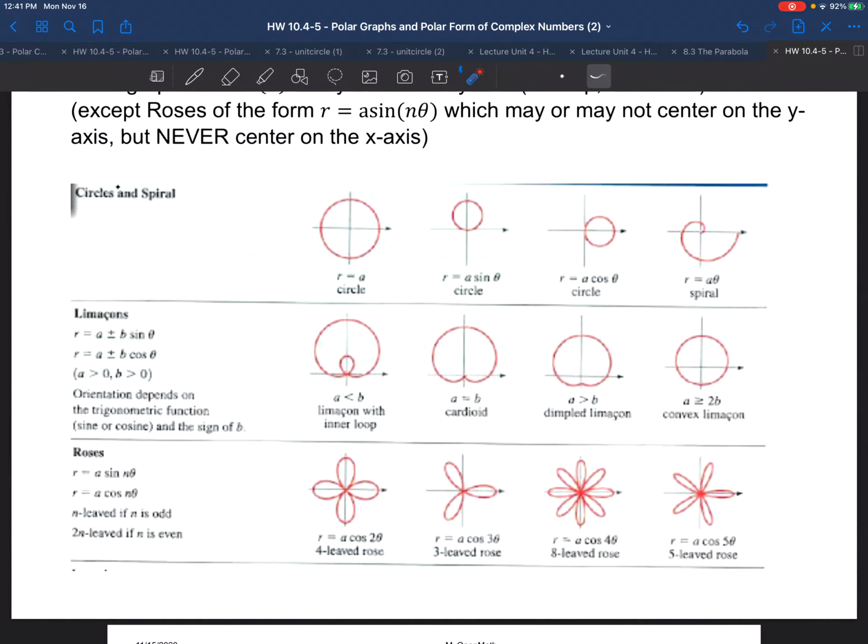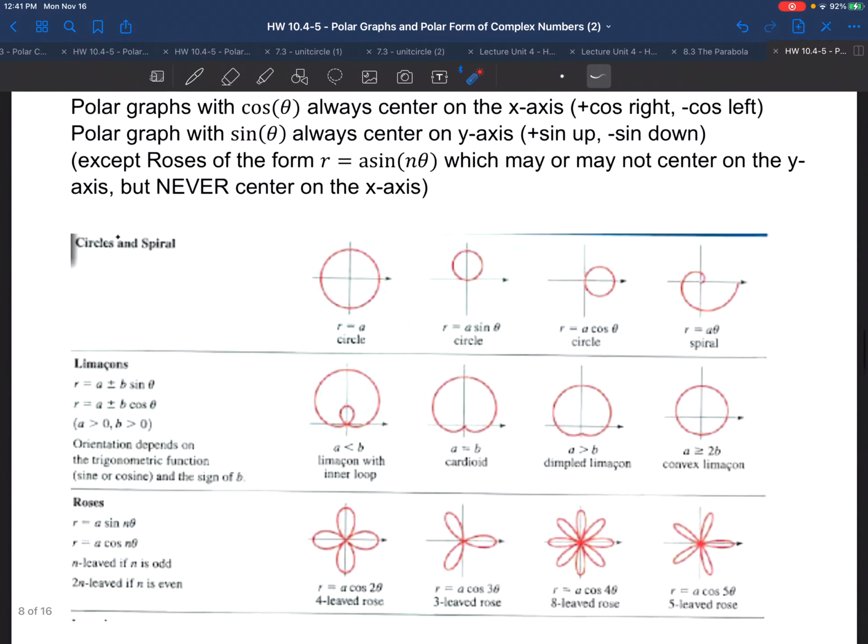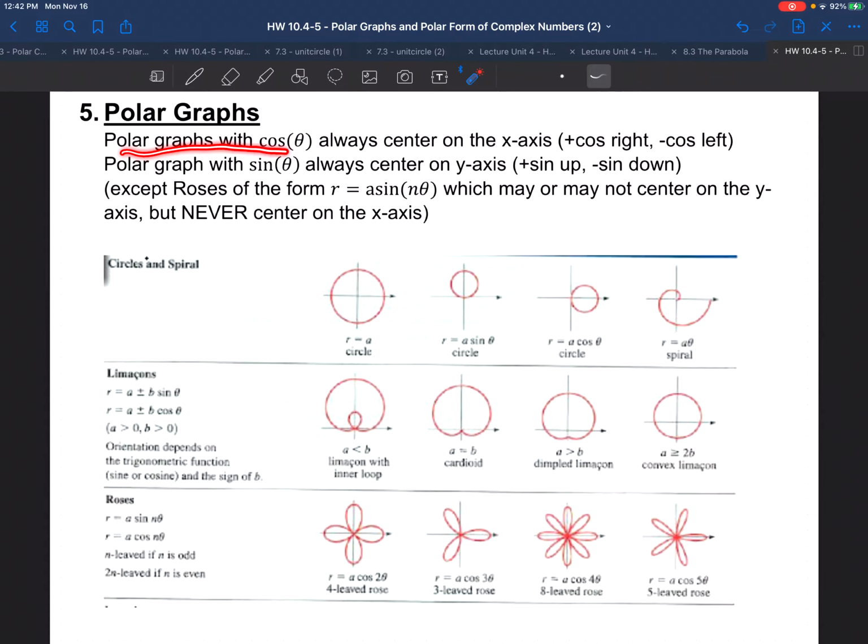Okay, now there's one other important fact, and that's really mentioned up here. Polar graphs with cosine always center on the x-axis. See how this cosine graph here is centered on the x-axis, or even for leaves, this is a cosine. See how it's centered? The x-axis goes right through the center. Same thing, cosine, the x-axis is right through the center. These are all cosine roses. So the x-axis is going right through the center of one of the leaves. Whereas sine always centers on the y-axis. See how this is a sine graph? It's centered on the y-axis.